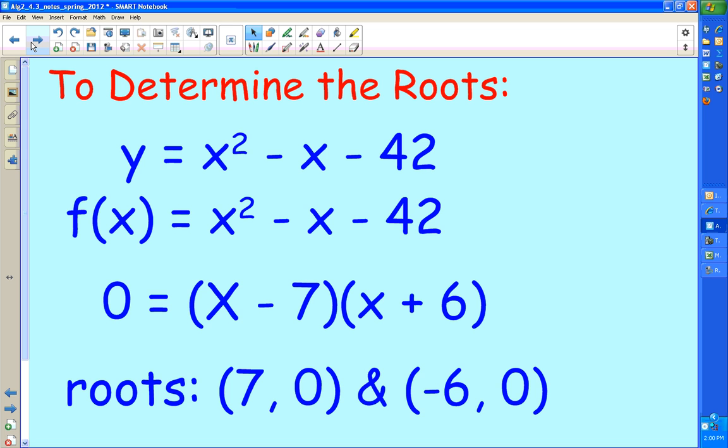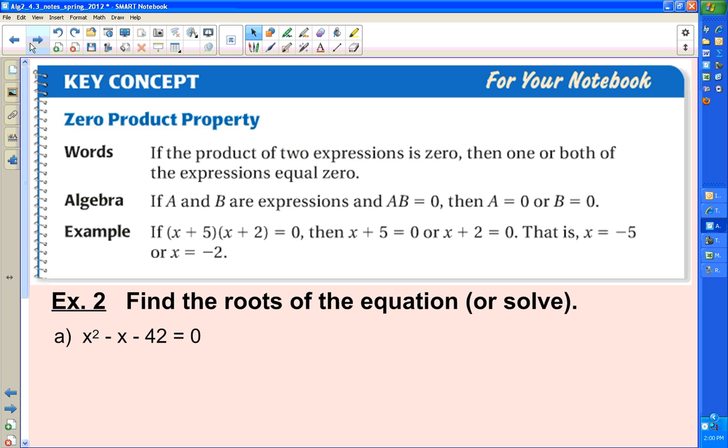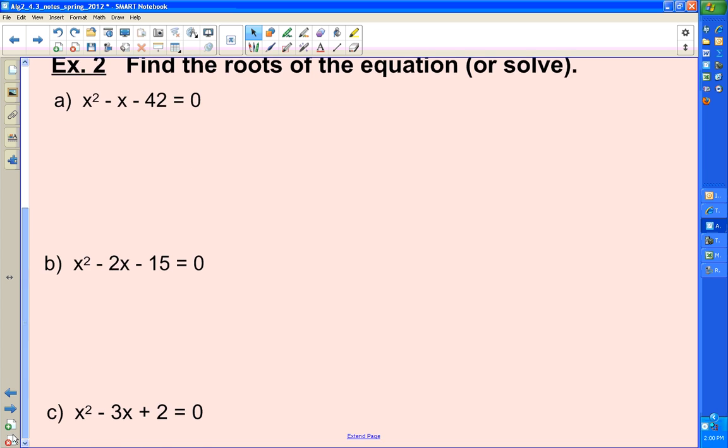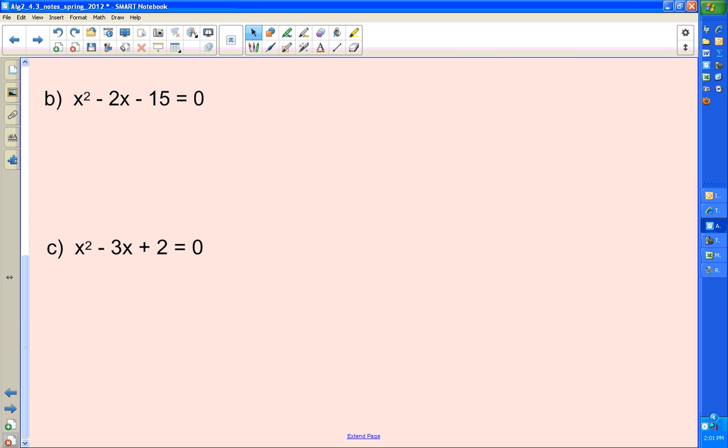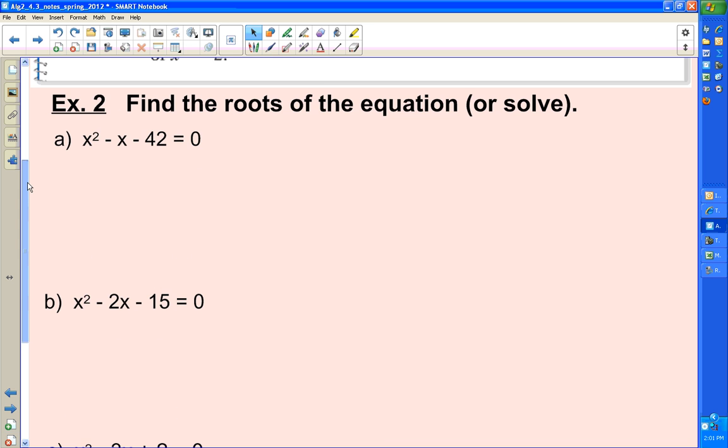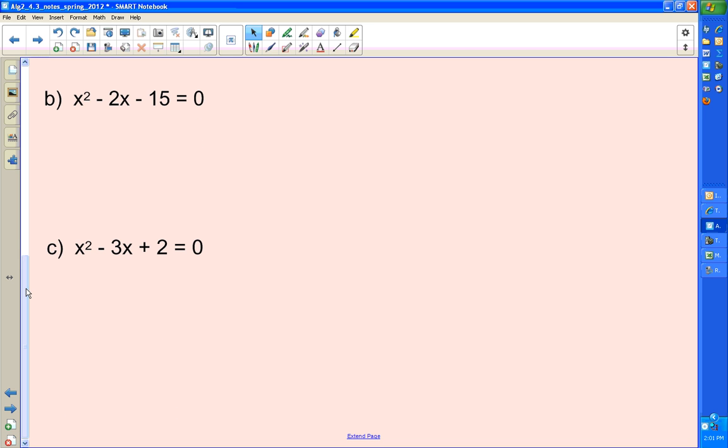To find the roots, plug in 0 for y, or 0 for f of x. Again, I'm not putting in a 0 for x. I'm putting it in for all of f of x. Okay, try B and C here. We want to find the solutions, unless this is find the roots. Find the roots.